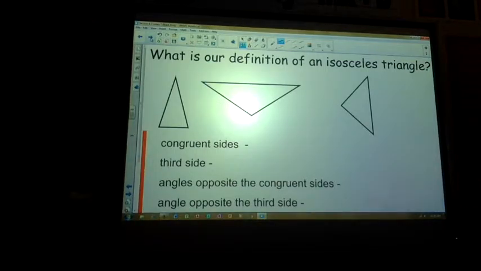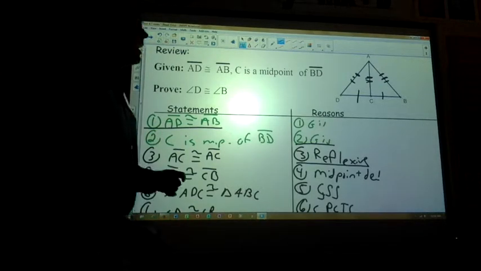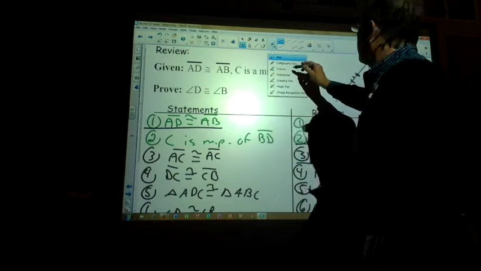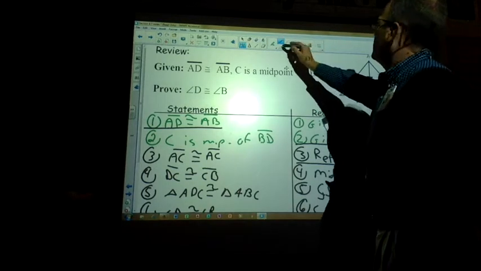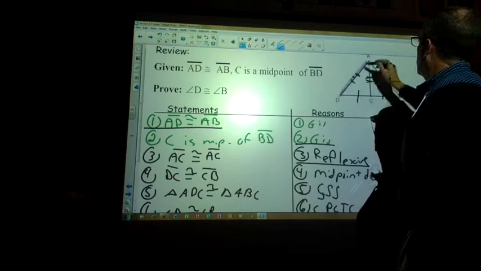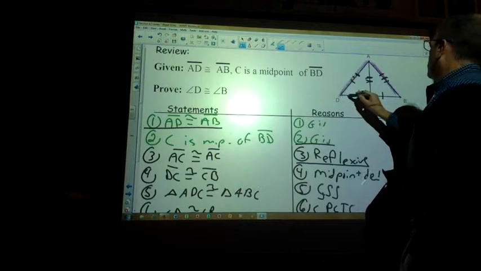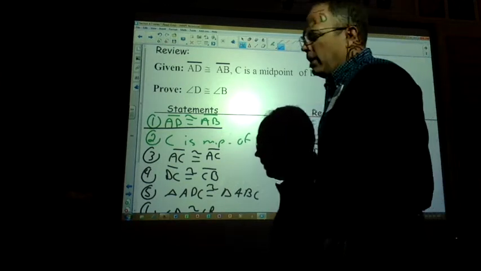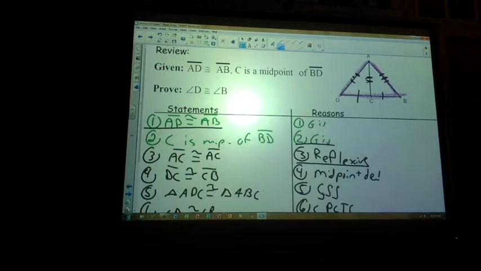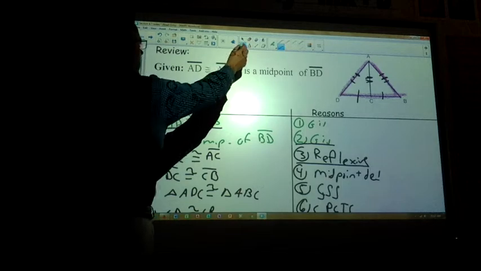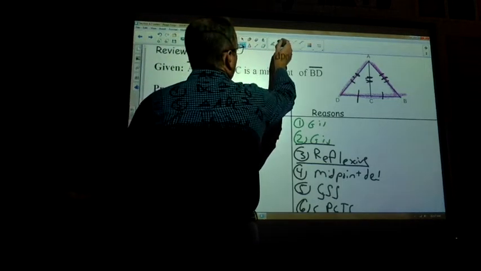What is our definition of an isosceles triangle? So we just said it. What's isosceles? Two sides congruent. Let me ask you all this. This proof back here, the purple triangle here, do you feel it is an isosceles triangle? What is sticking out right now to say that? Two sides. What 2 sides? AD and AB are congruent.